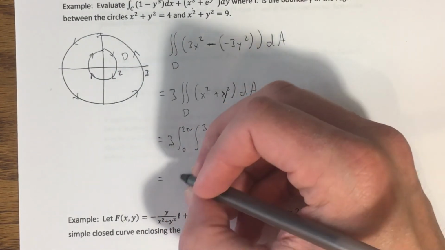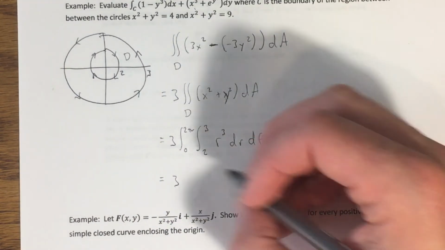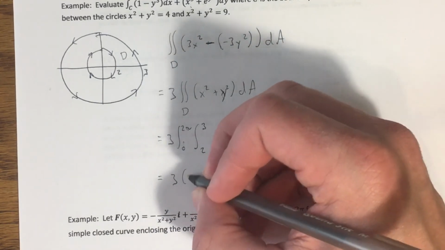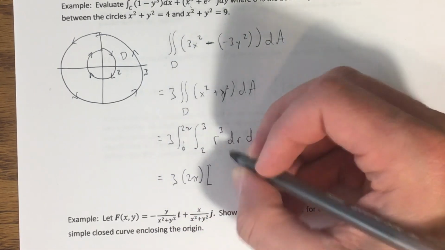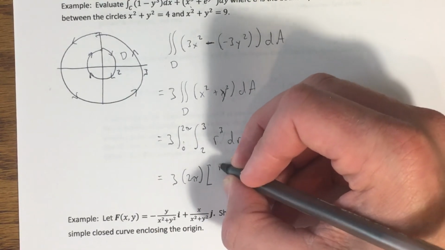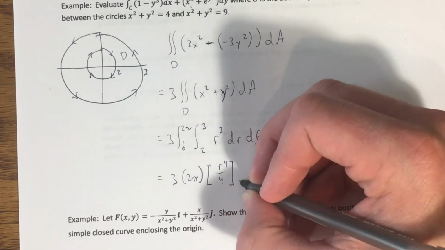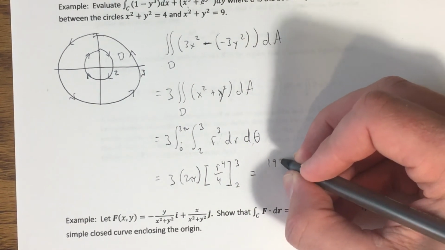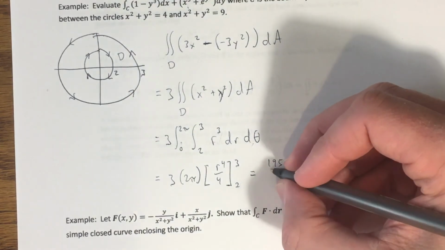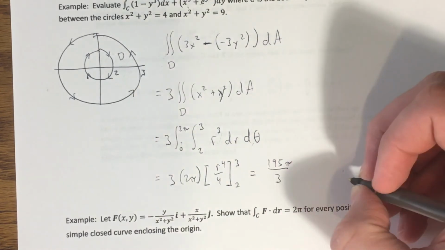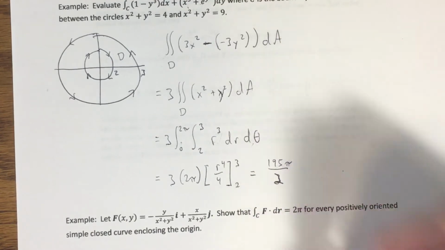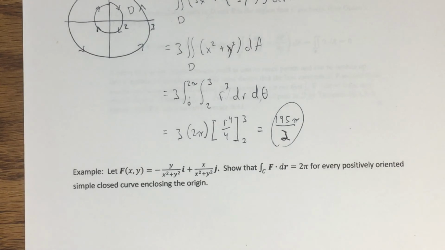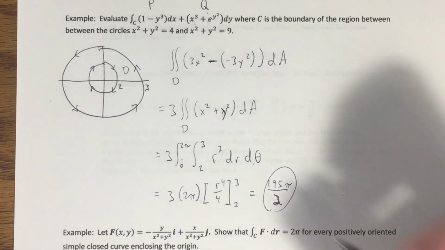Okay, this is equal to 3 times, I can bring the d theta here, and the integral from 0 to 2 pi of d theta would just be 2 pi. And then the antiderivative here for r cubed would be r to the 4th over 4, evaluated from 2 to 3. Just arithmetic from here, this comes out to 195 pi over 3. Or sorry, over 2. Okay. And that's it.